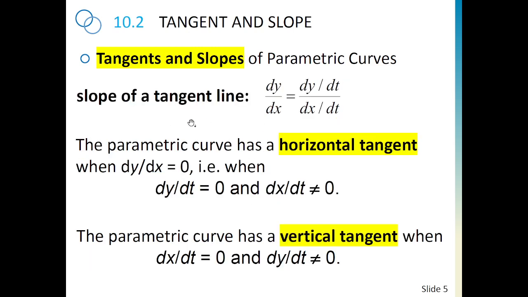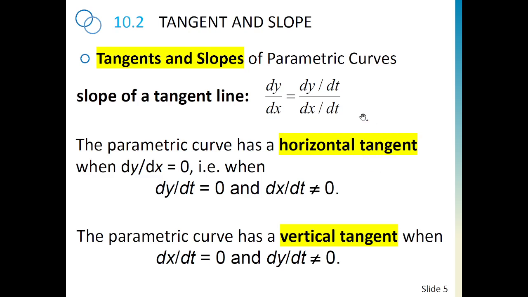So what happens if we have dy/dt or dx/dt equal to 0? Again, this is the slope of the tangent line. If dy/dt is 0 but dx/dt is not, so we have 0 divided by some number different from 0, the slope will be 0, which means we have a horizontal tangent. For that value of t, we can find the point on the curve just by plugging the value of t into x(t) and y(t). That will give us the coordinates of the point where the curve has a horizontal tangent.